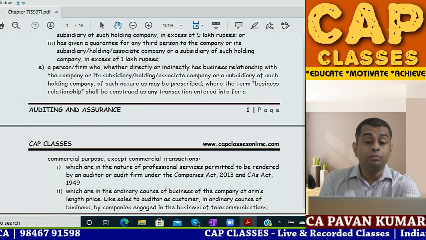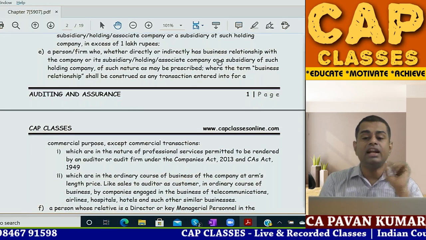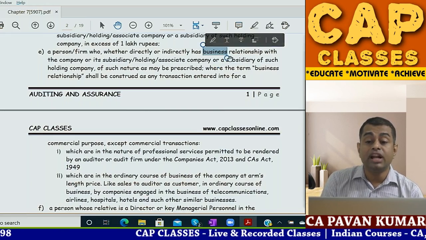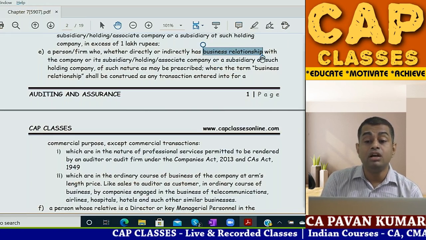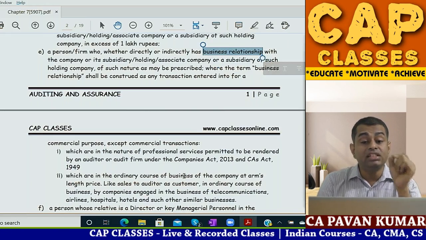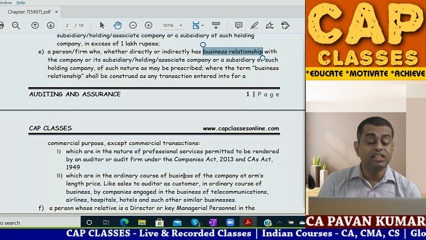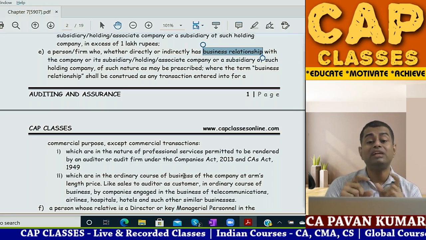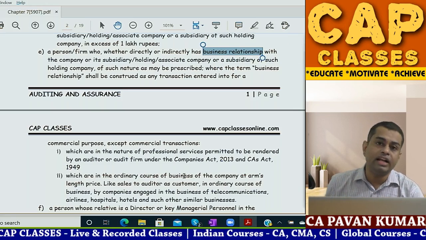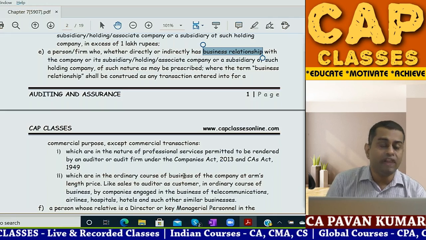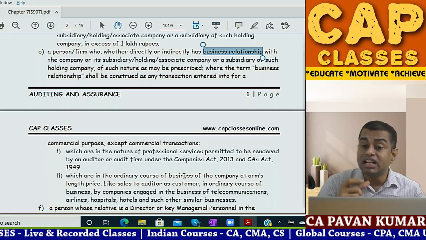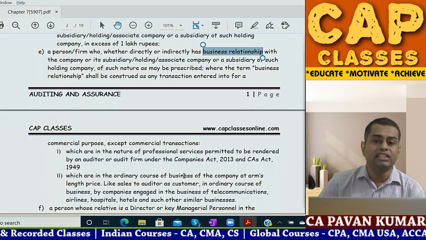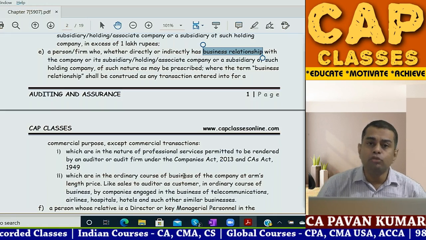A firm who, whether directly or indirectly, has business relationship. Underline this phrase, very important. This business relationship is explained. So you should not have any other business connection with your client company. So if I am auditor of X Limited, I should not have any business relationship with X Limited. Now you might ask some questions. Pavan sir, what if X Limited is a hotel? Can you take a hotel room there? Yes.